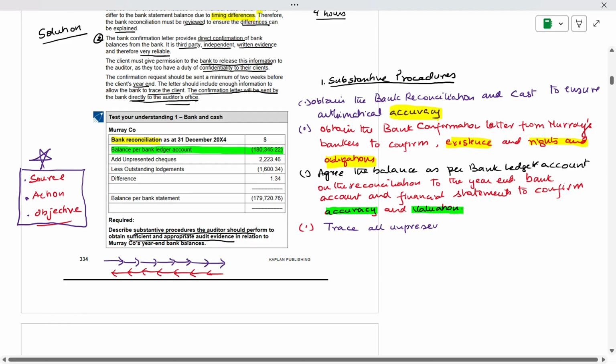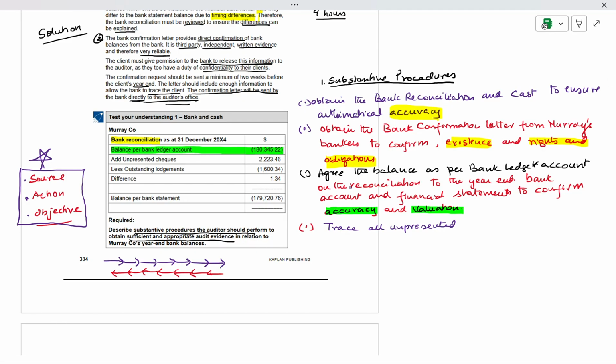See, now you are doing the bank reconciliation. Bank reconciliation is very tough. But when you are doing bank reconciliation, you will have checks presented but not cashed, checks received but not deposited, checks issued but not encashed. All these things will be there. Trace all unpresented checks.